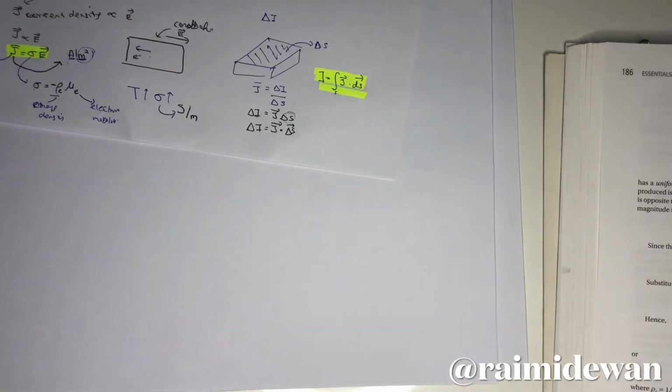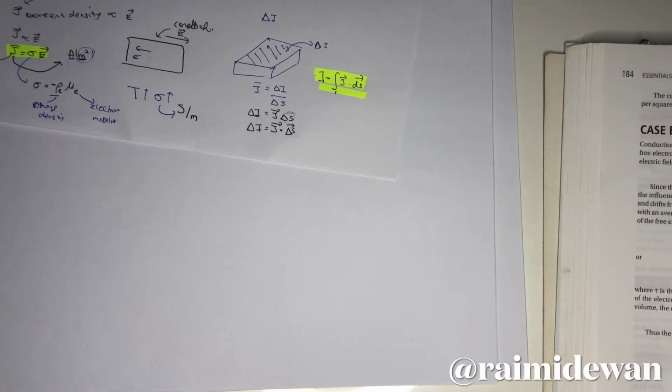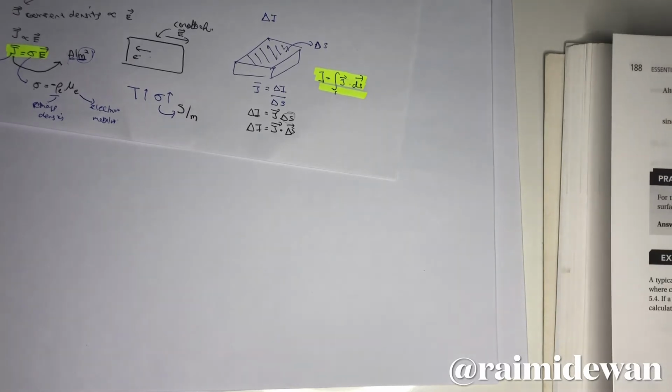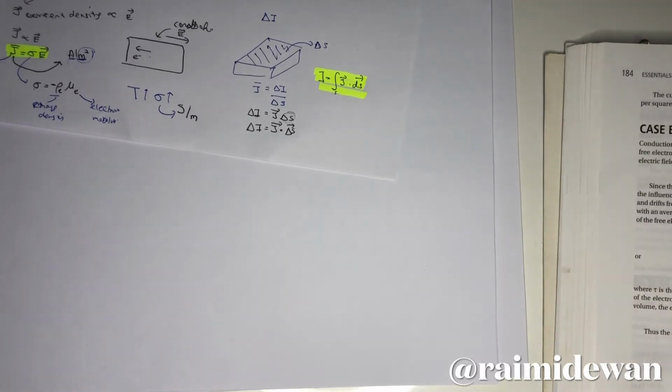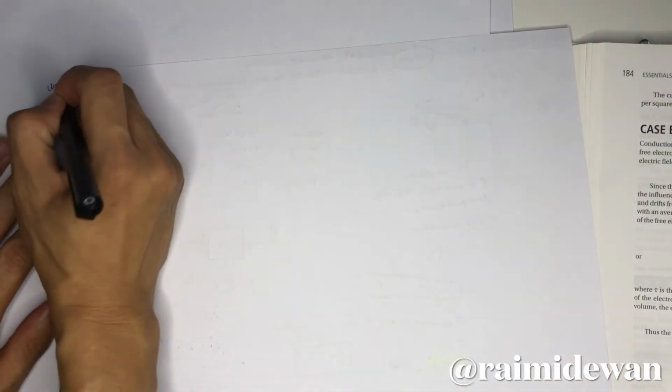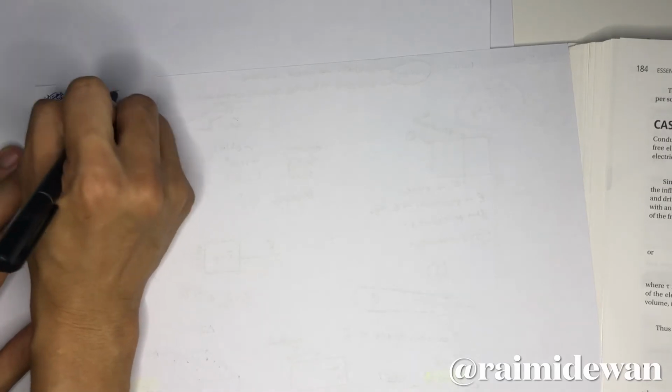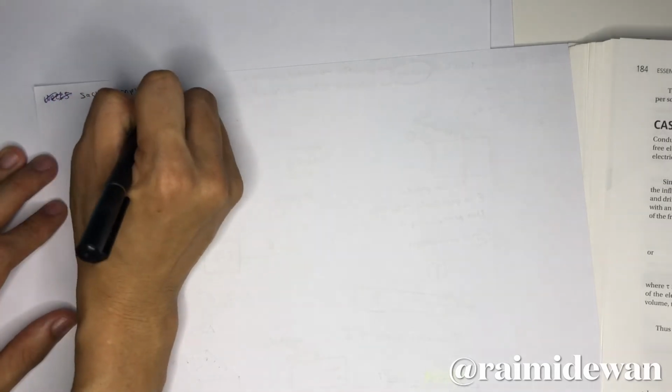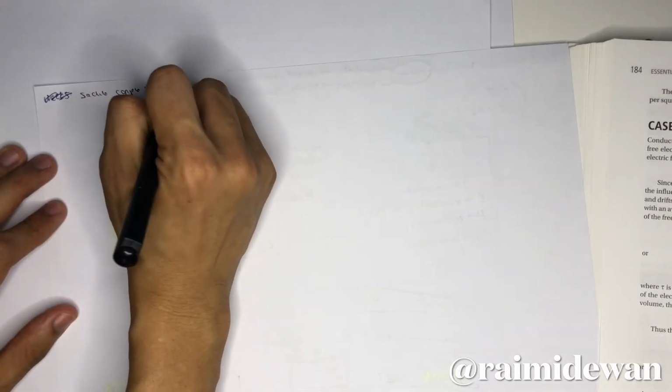Now what else do we need to study? You guys can read from Sadiku also, Sadiku chapter 5, page 181 and so on. You can read it for more detailed reading.